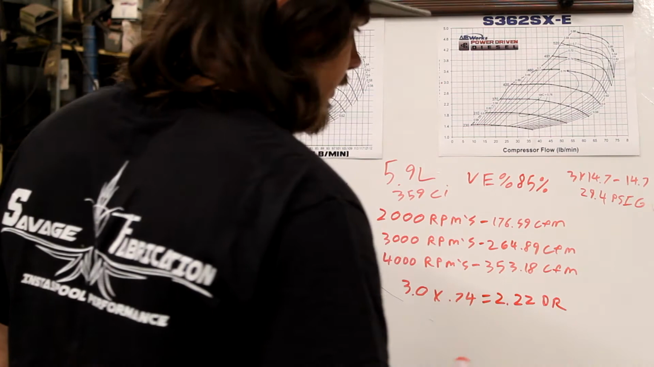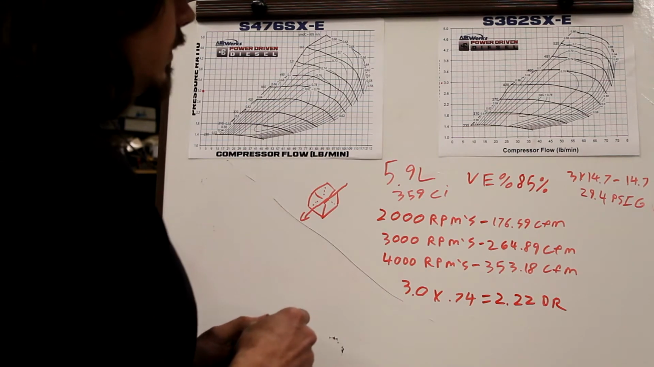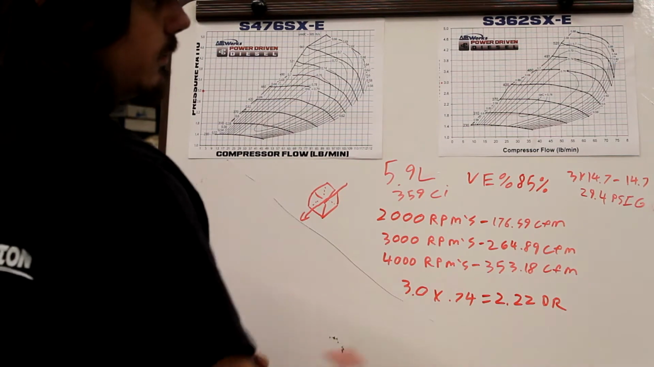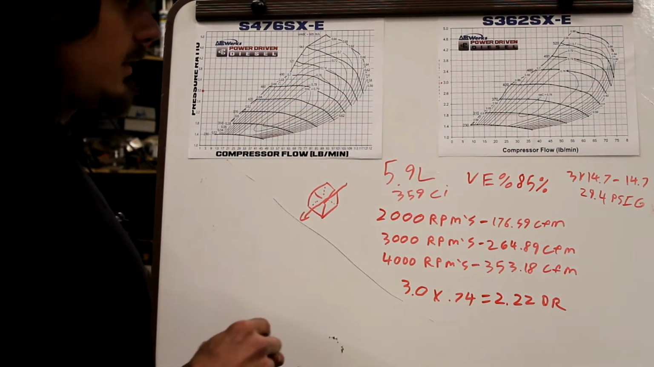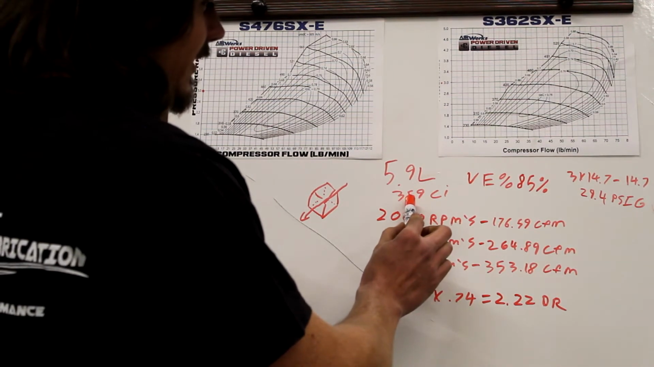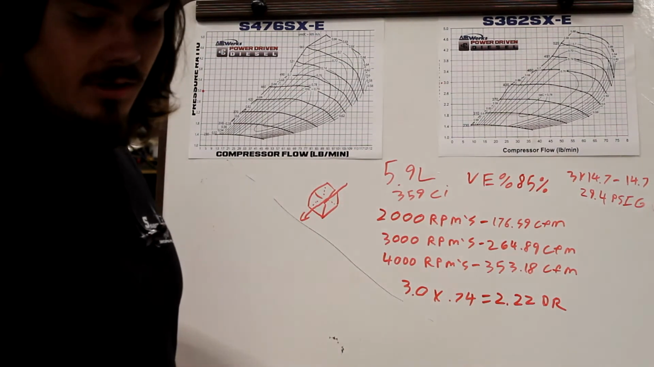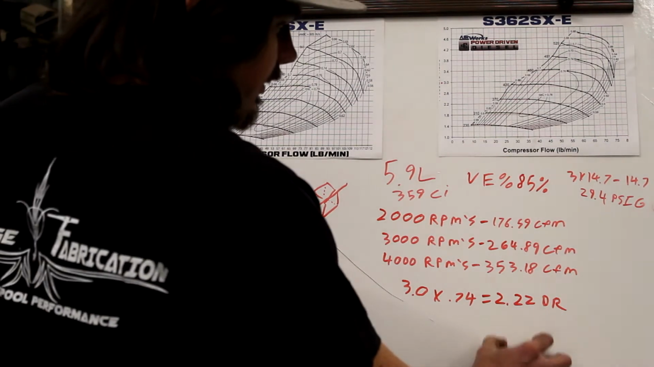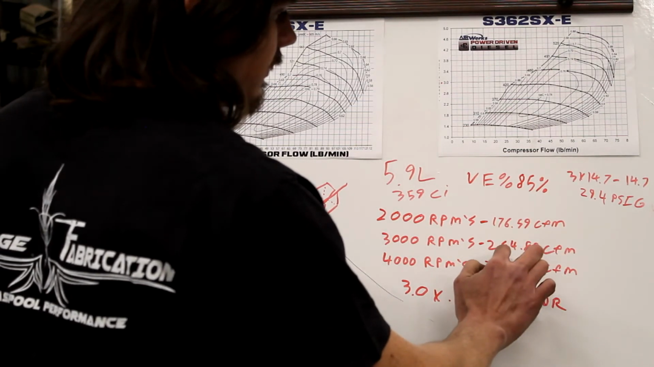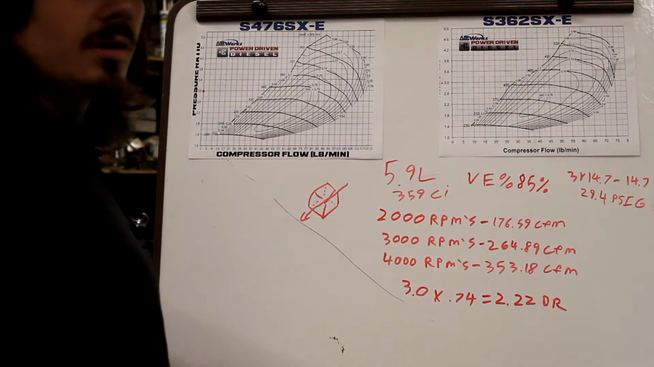DR. The density ratio is what's multiplying the size of our engine. So at 30 pounds of boost, the motor will currently think that it's 2.22 times as big as it normally is. How you can test this is if you take the engine size, multiply it by 2.22, and then run it back through the calculator at 85% VE, note the CFM numbers, and then go and take your 176.59 CFM, 264.89 CFM, etc., multiply by the density ratio, you'll find that you come out with the exact same CFM.